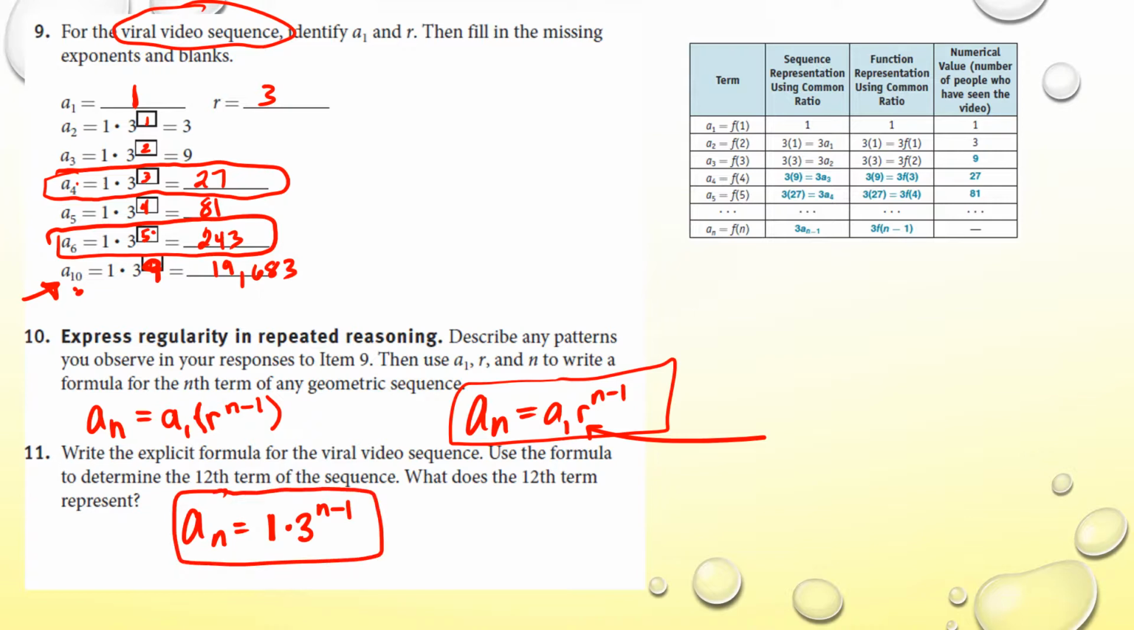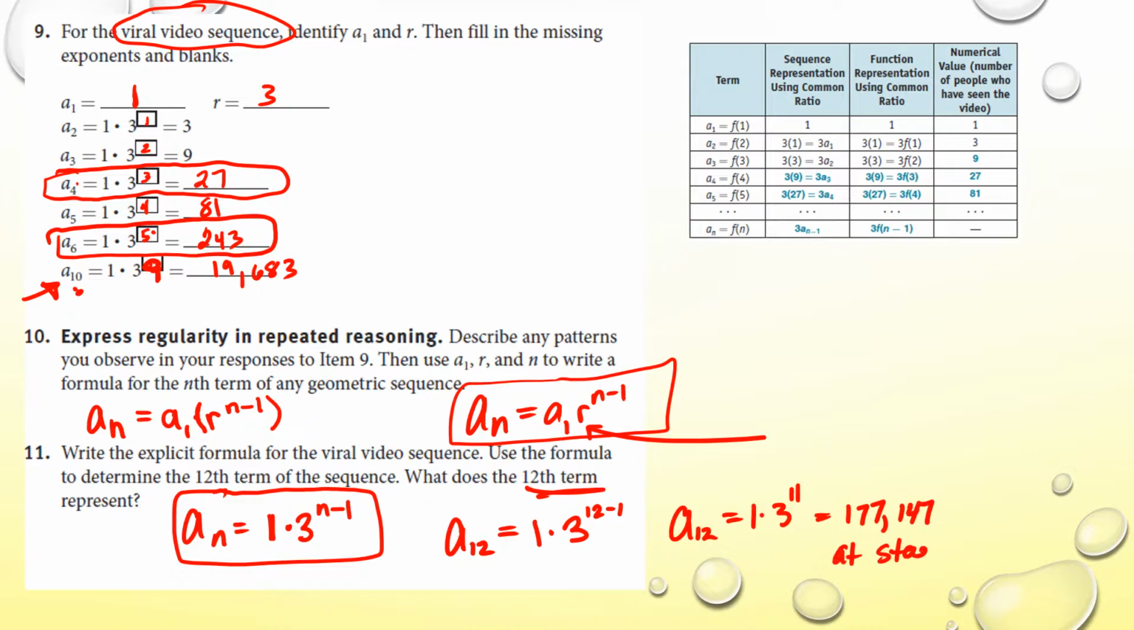And then they want to find the 12th term. So the 12th term means the 12th term in the sequence. So it would be the first term times the ratio to the power of 12 minus 1. So A sub 12 would be 1 times 3 to the 11th power. And if you put in 11 powers, you're going to get 177,147. That's at stage 12. That's how many people have seen it at stage 12.